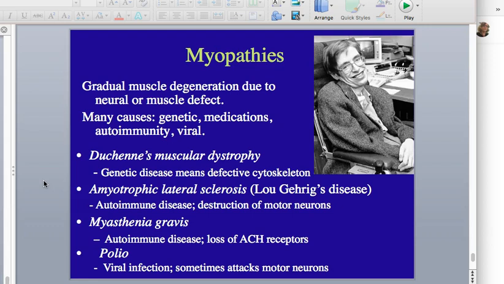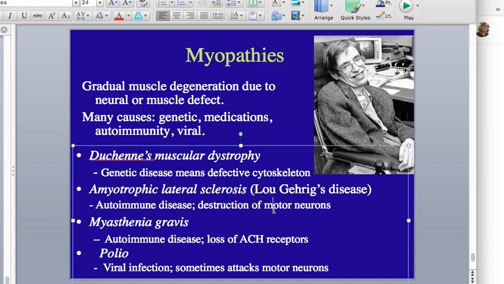So that's a problem. Lou Gehrig's disease is technically called amyotrophic lateral sclerosis. This is where your motor neurons can't function. What motor neurons do is they tell your skeletal muscles to contract. If those aren't functioning anymore, then you can't contract certain muscles, and you just start to atrophy.